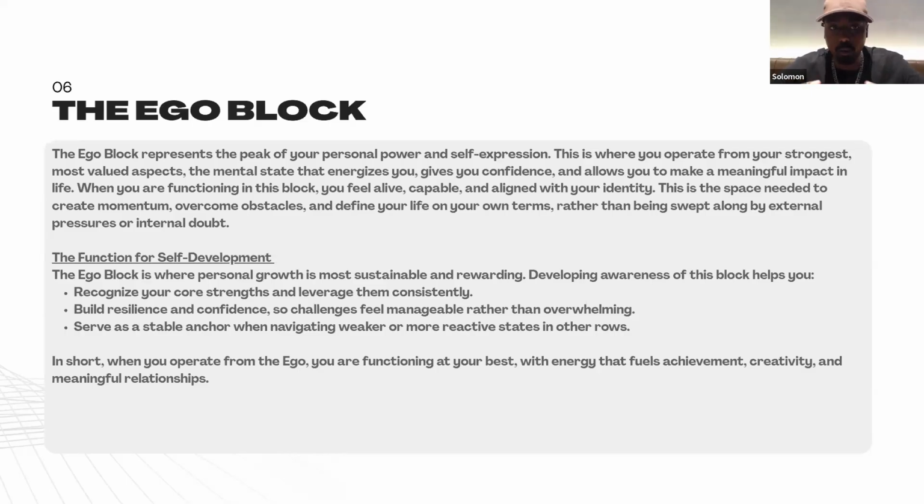So you can use the ego block to also develop the other blocks as well. If you're stuck in an abyss block or a shadow block, you can use the catalyst or your ego block to basically climb out of the lower states.